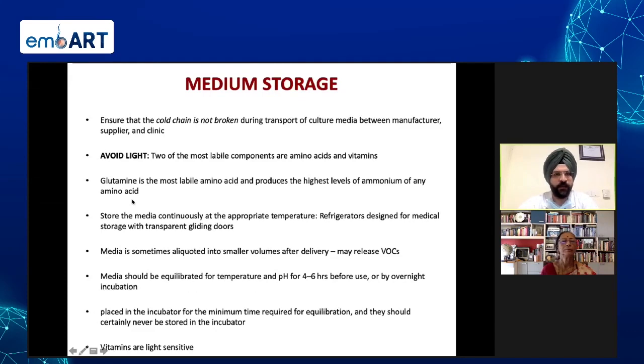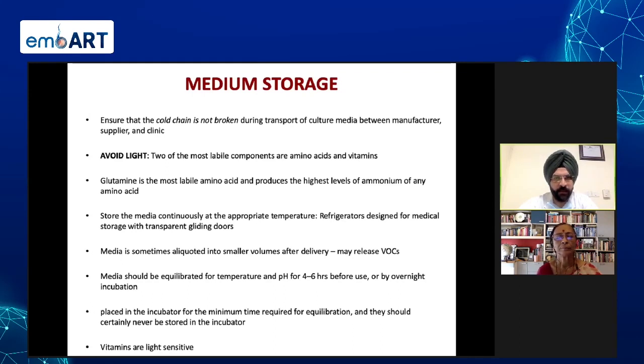Now, coming to the storage of media, or generally media handling, ensure that the cold chain is not broken during transfer of culture media between manufacturer, supplier, and the clinic. You should always keep the media in dark, avoid light, as two of the most labile components are amino acids and vitamins. Glutamine is the most labile amino acid, and it produces the highest levels of ammonium of any amino acid.